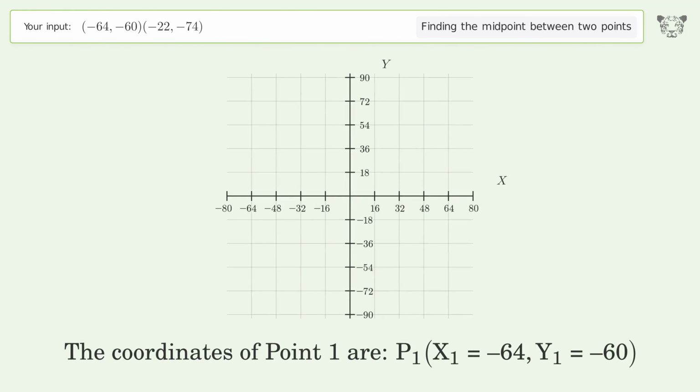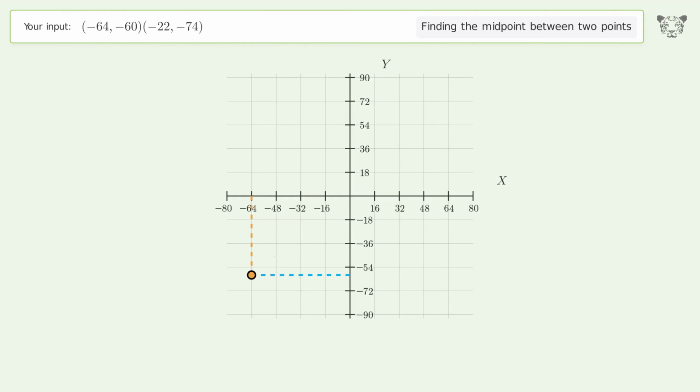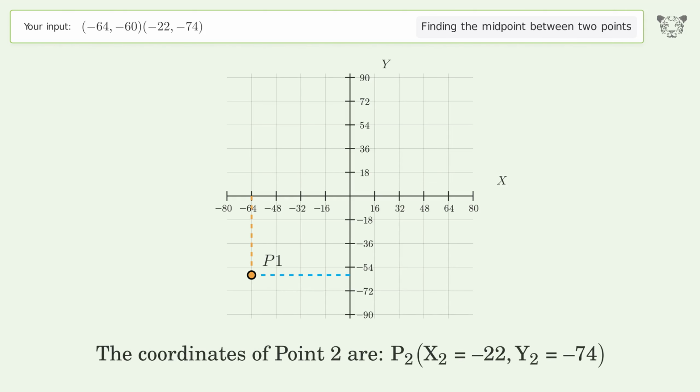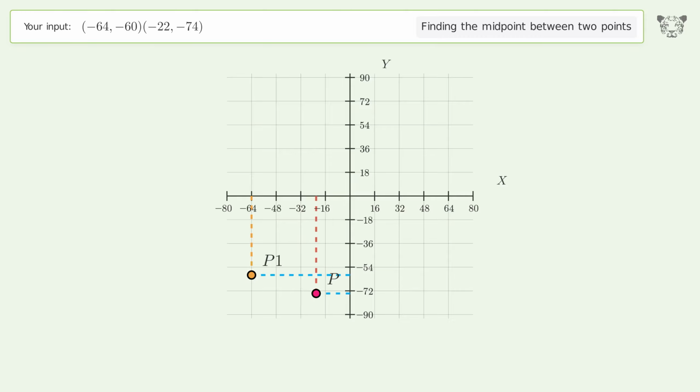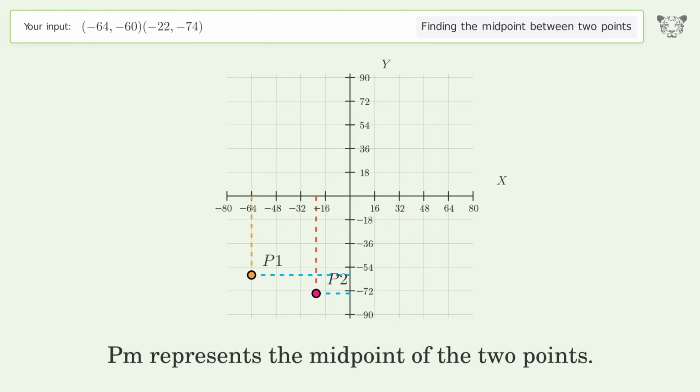The coordinates of point 1 are x1 equals -64, y1 equals -60. The coordinates of point 2 are x2 equals -22, y2 equals -74. PM represents the midpoint of the 2 points.